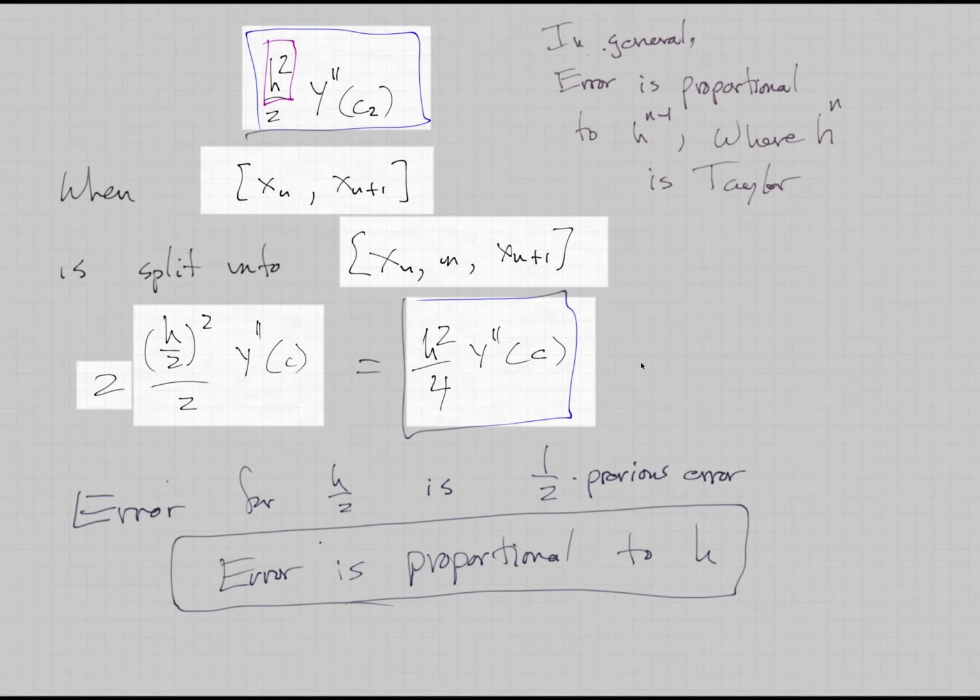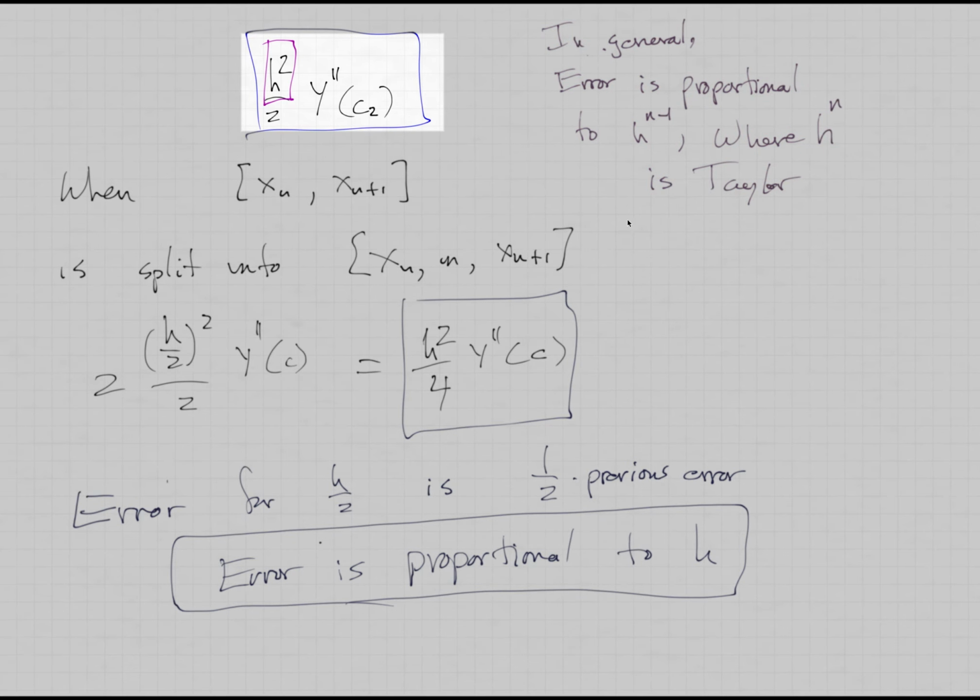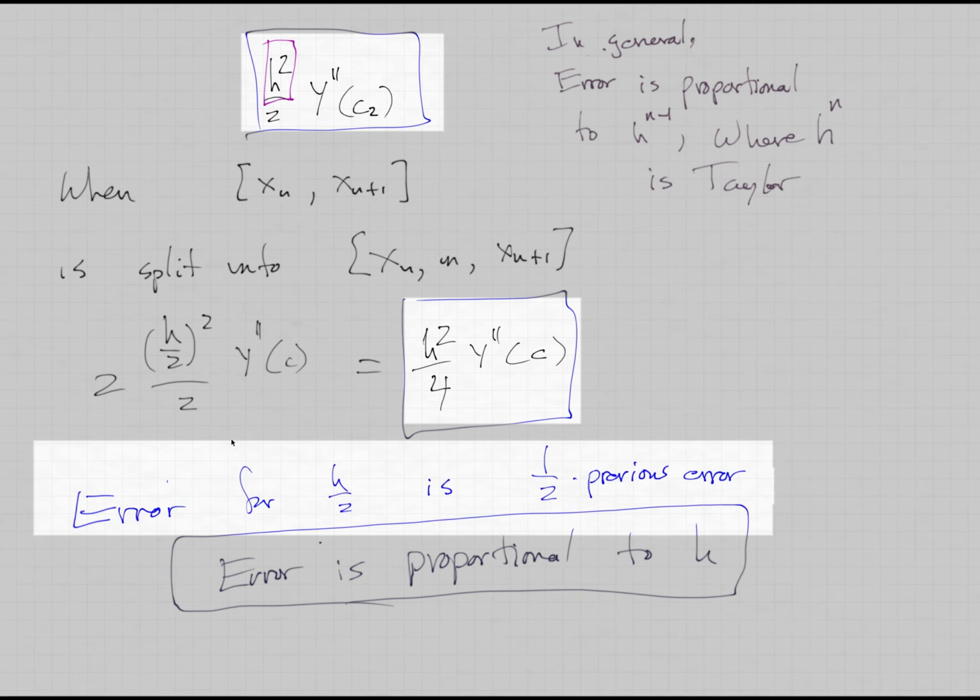And if you compare now the original error in interval h and the new error on the same interval, but having broken it up into two subintervals of size h over 2, we find that reducing the size of h reduces the error by 1/2. Instead of having h squared over 2, now we've got h squared over 4. So we've reduced the error by a factor of 1/2. The summary is that if we reduce h to h over 2, we also reduce the error by 1/2. And so this demonstrates that the overall error is going to be proportional to h.